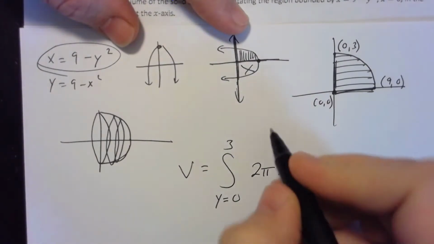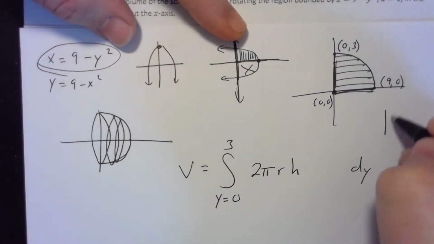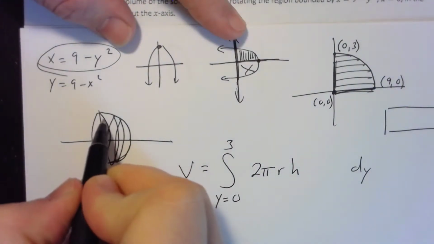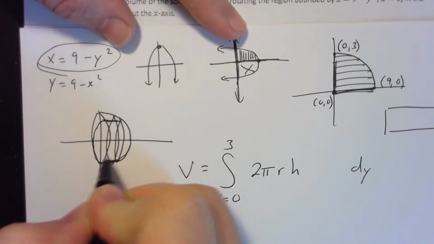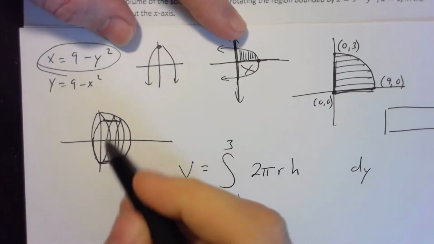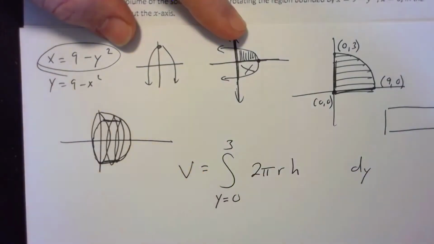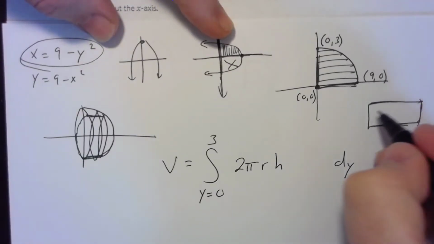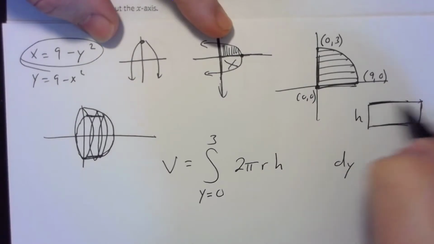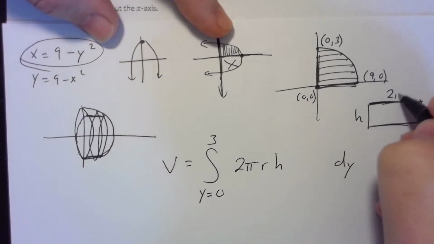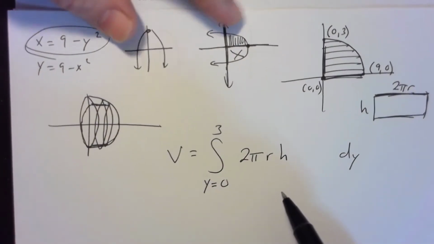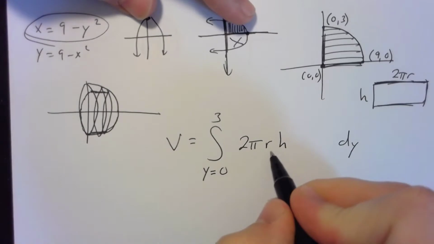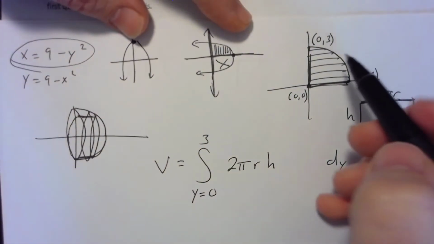Again, the reason why it's 2 pi rh is because it's going to be a rectangular cross-section. We're slicing this thing in such a way so that it gives us this circular object, but then we unravel it, like a roll of toilet paper. So every single cross-section is going to be a rectangle. That rectangle is going to have a height of h and a length of 2 pi r, the circumference of the circle that is created. So with that being identified, I now just need to figure out what r and h will be.